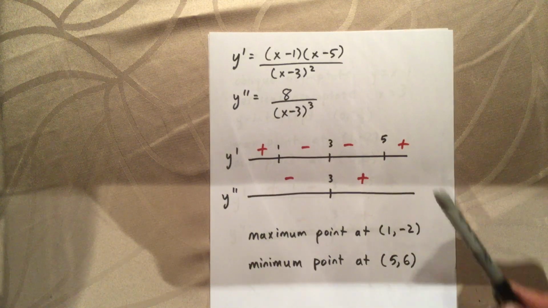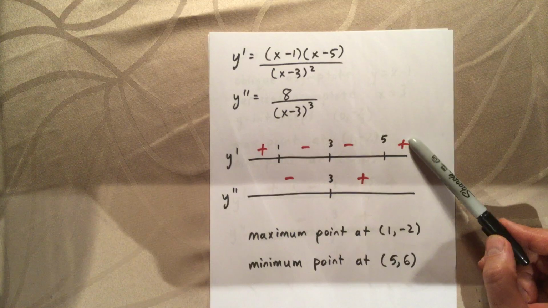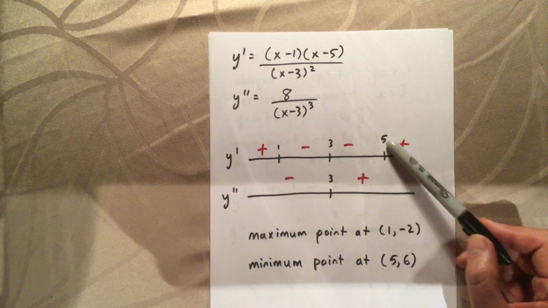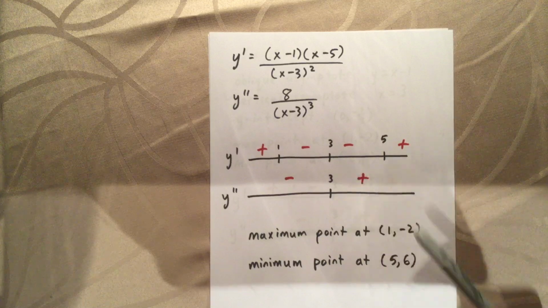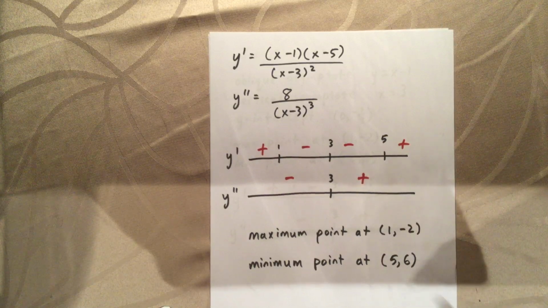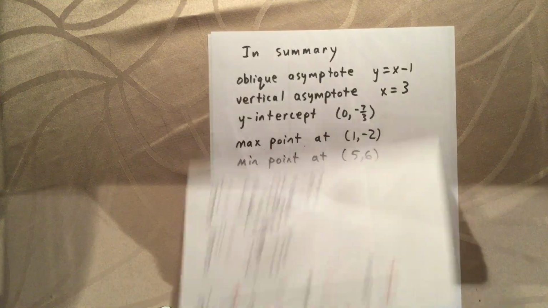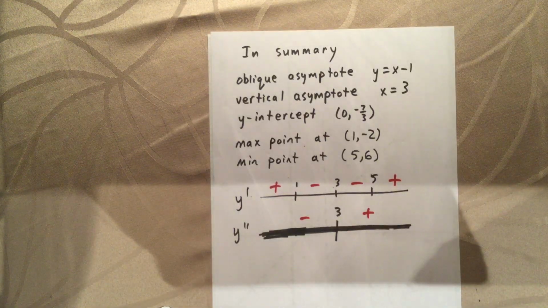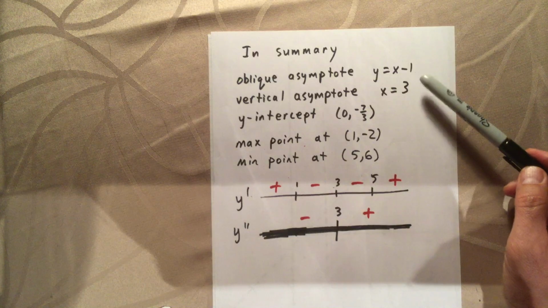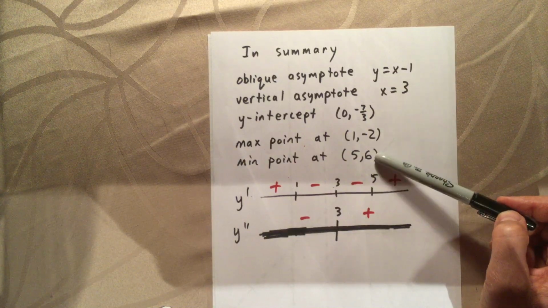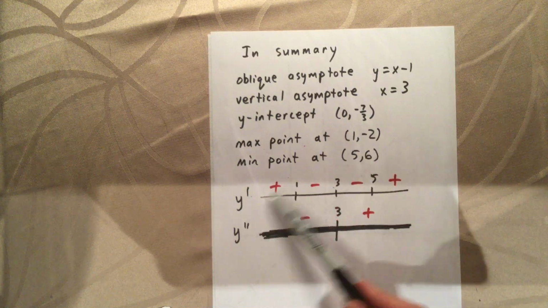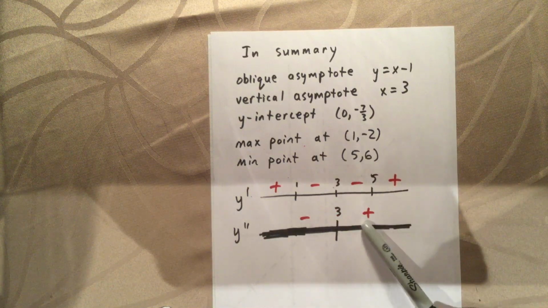And we have a minimum point at (5, 6) because we're decreasing and then increasing. Or similarly, we can say we have a horizontal tangent in a concave up region. So we have a minimum point at (5, 6). So putting all of that together, we see we have an oblique asymptote and a vertical asymptote. We know our y-intercept and our maximum and minimum points, and we have these to guide us.